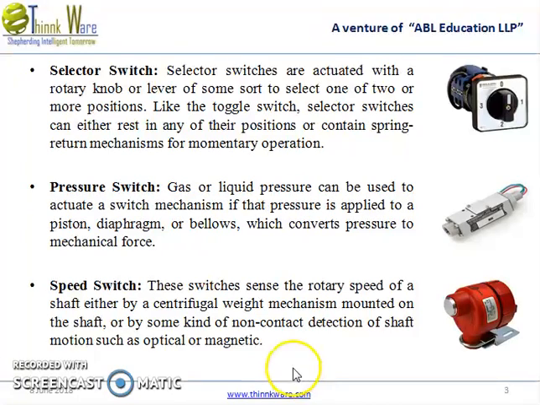Lastly, we have the speed switch. These switches sense the rotary speed of a shaft either by a centrifugal weight mechanism mounted on the shaft or by some kind of non-contact detection of shaft motion, such as optical or magnetic motion.